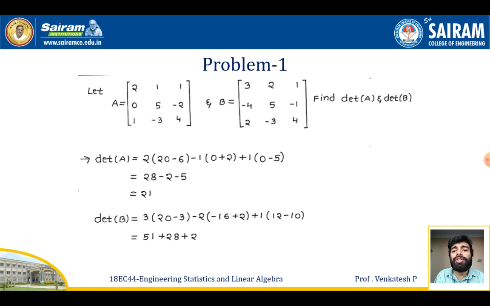Example: let A be equal to [2 1 1; 0 5 -2; 1 -3 4] and B is given by [3 2 1; -4 5 -1; 2 -3 4]. Find the determinant of A and the determinant of B.